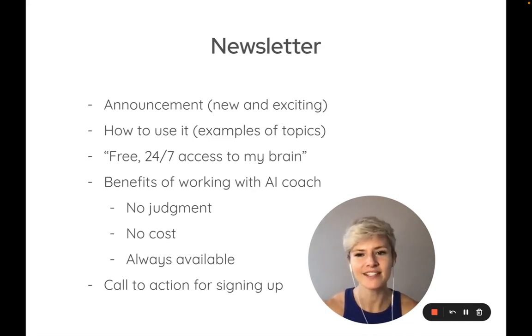And then after that, it's how to use it. So you will know the topics that your audience are likely to ask about, or the types of things they're struggling with. So signpost that they are the topics that they can ask your AI, because you've trained it in those topics. You could always use some wording like free or 24/7 access to my brain, or something that shows how easy it is for them to get help.